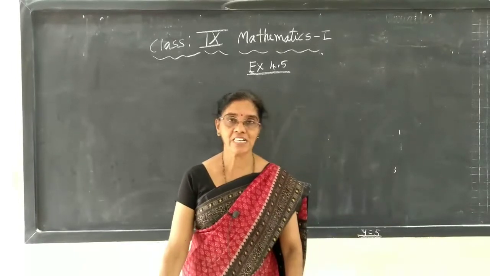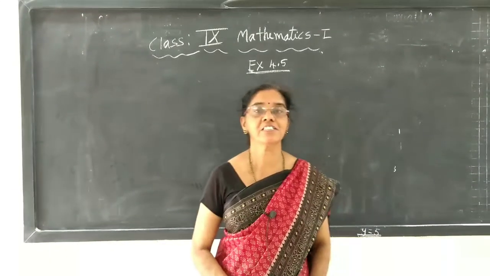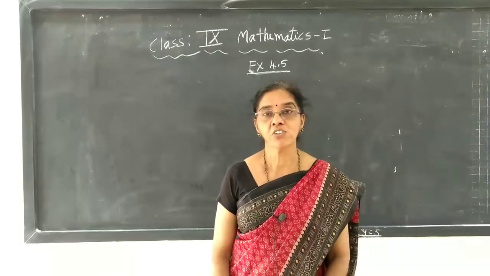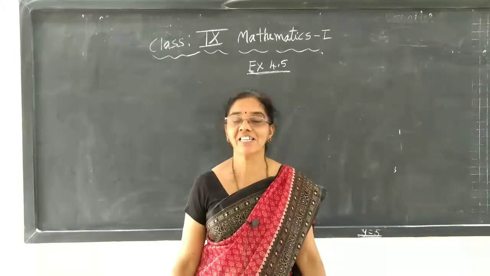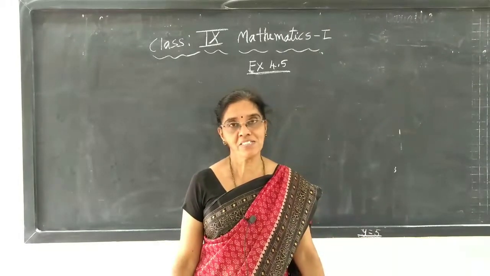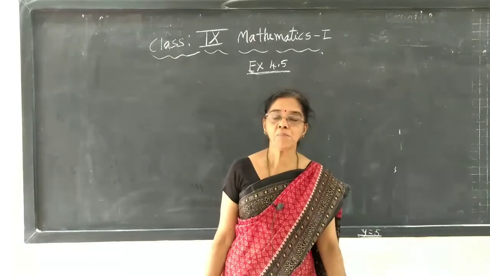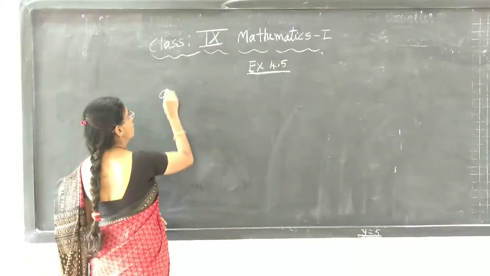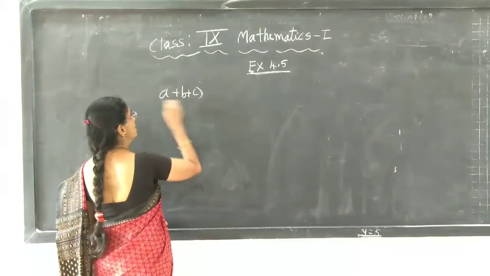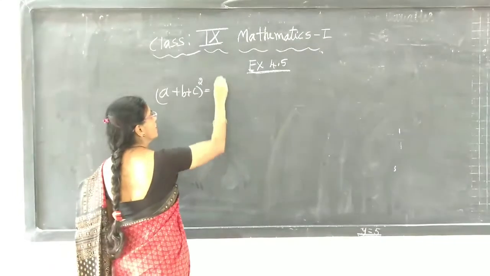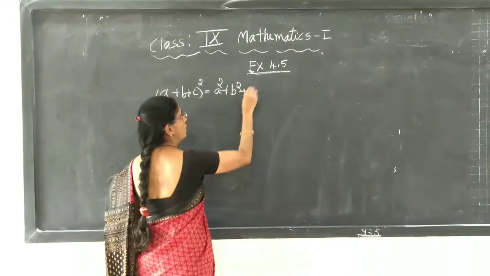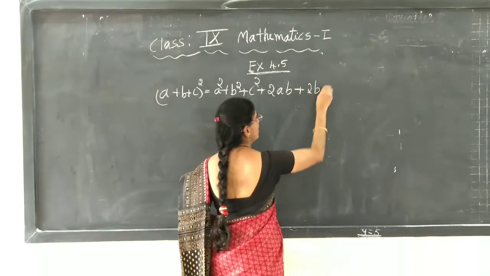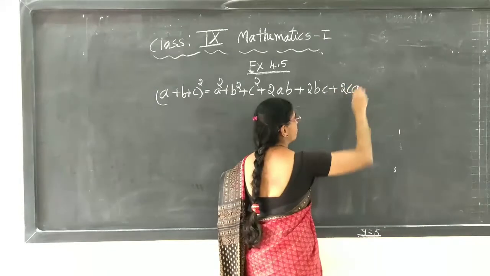Dear students, in the last class we have studied the new identity, namely (a plus b plus c) whole square. When you expand this, when you find the product, you will get a square plus b square plus c square plus 2ab plus 2bc plus 2ca. So, I will write once again: (a plus b plus c) whole square is equal to a square plus b square plus c square plus 2ab plus 2bc plus 2ca.